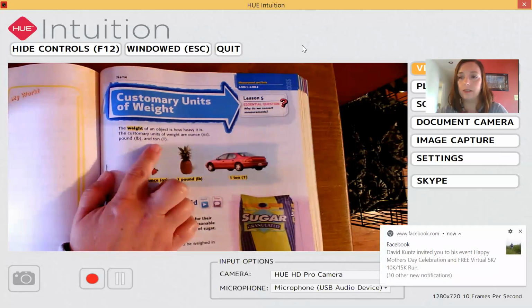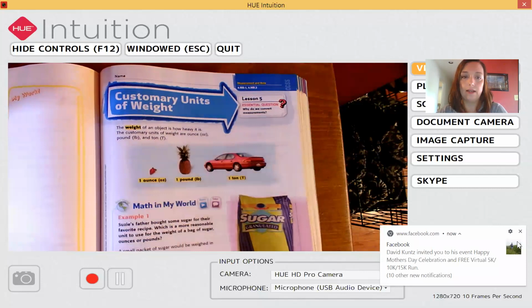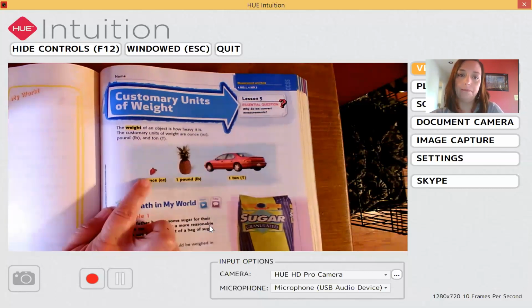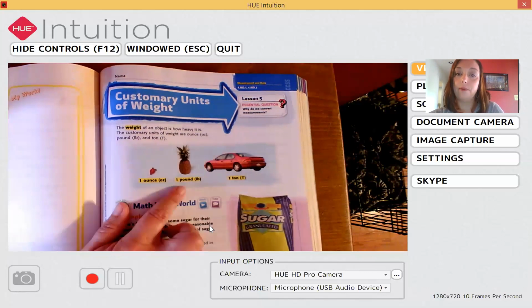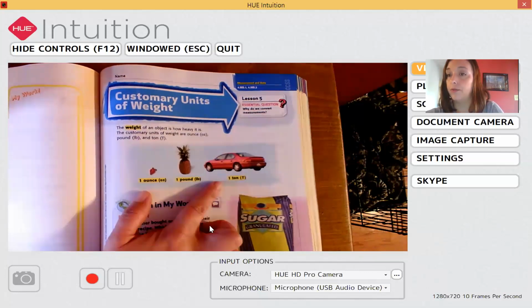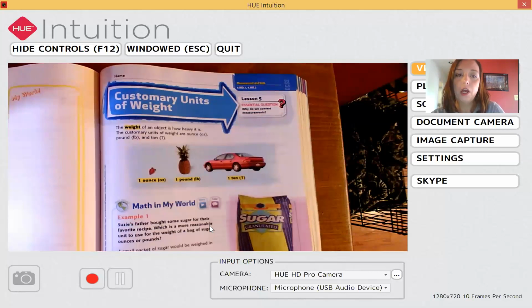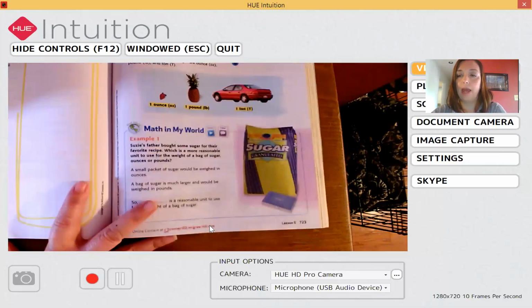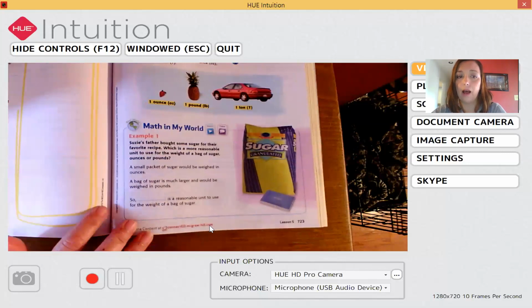So an ounce is about the weight of a strawberry, okay? A pound is about the weight of a pineapple, and a ton is about the weight of a car. Okay, so we're going to use that information to do some estimating of how much things weigh and what units we should use to weigh something. So let's take a look at example 1.